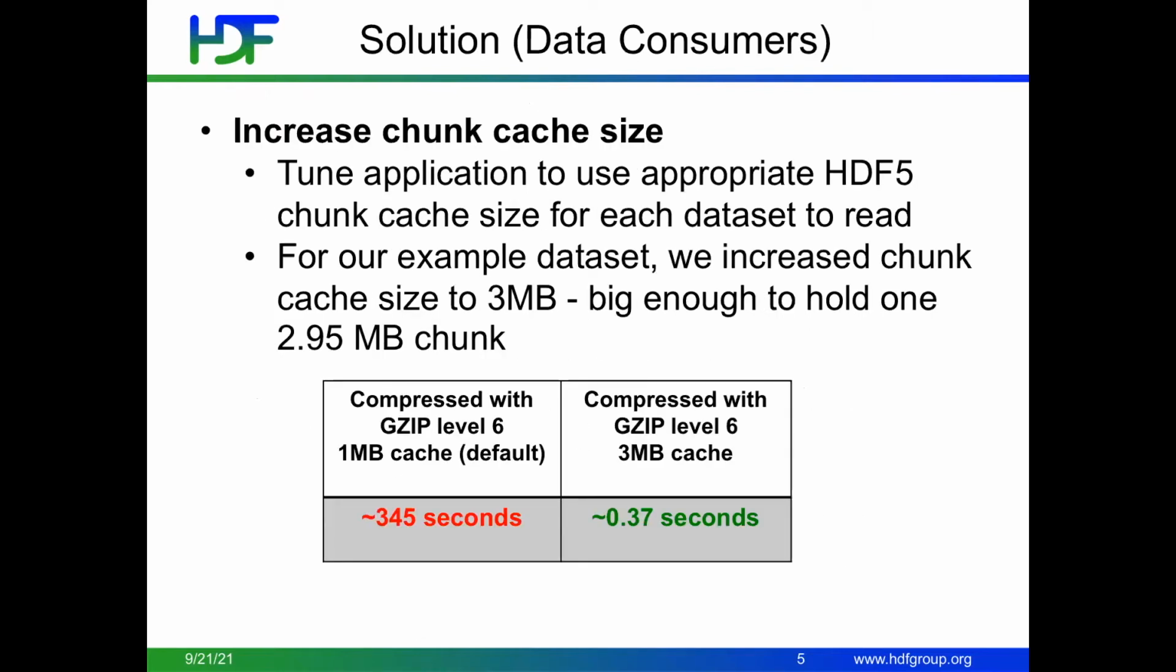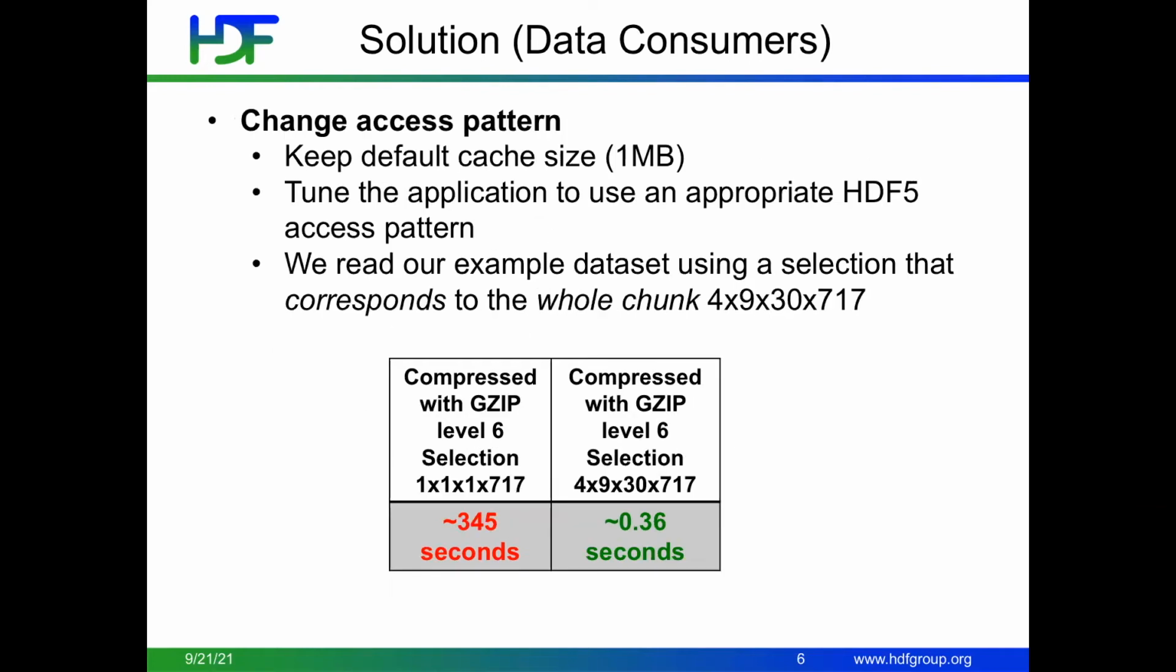First, I will just give you the results, and then we go into the details of those three tuning techniques. The first recommendation is, if you have access to your application, modify it and increase the chunk cache size. In this particular case, we increased the chunk cache size from 1 megabyte, which is the default, to 3 megabytes to contain the whole chunk. And performance was drastically improved, by an order of magnitude. You see, from 35 seconds to 1/3 of a second.